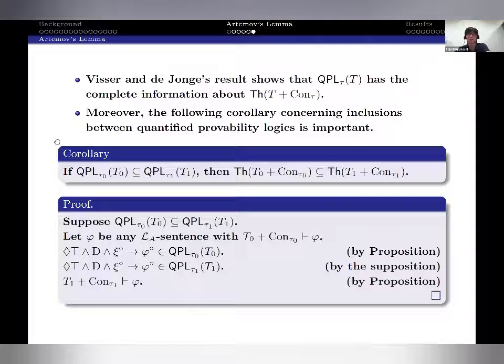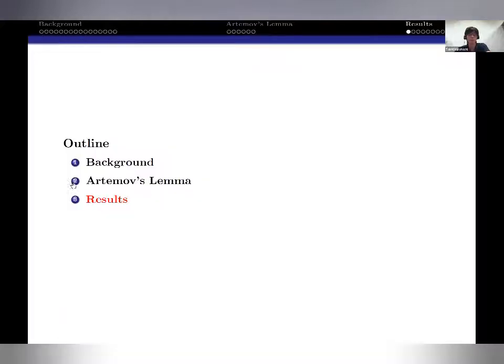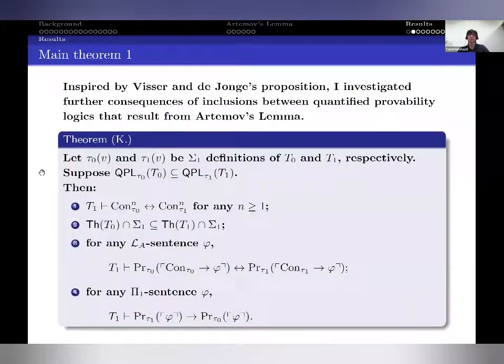This explains why the inclusion is rarely established. Okay, finally, I am going to talk about my results. Inspired by Visser and de Jonge's proposition, I investigated further consequences of inclusions between quantified probability logics that result from Artemov's lemma. And I proved this theorem.